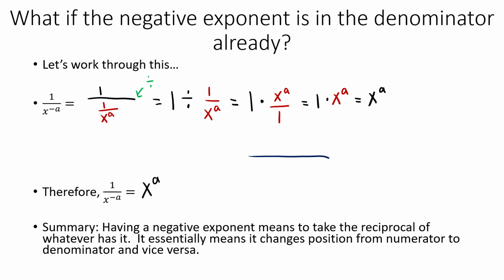So here's what it means. If you have, say, y to the negative 3 over x to the negative 2, this y to the negative 3 right here, because it has a negative exponent, would go to the denominator and become y to the 3rd. And this is what we just did. If you have a negative exponent in the denominator, it's going to kick into the numerator and the exponent is going to become positive. So essentially, that negative exponent means to take the reciprocal.